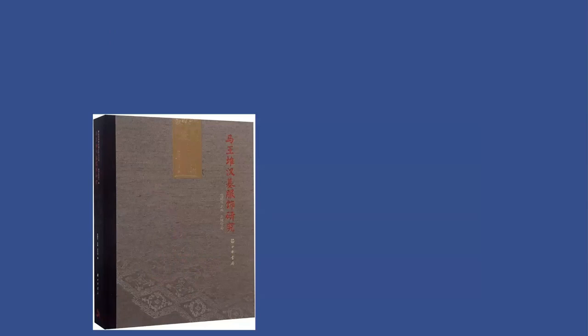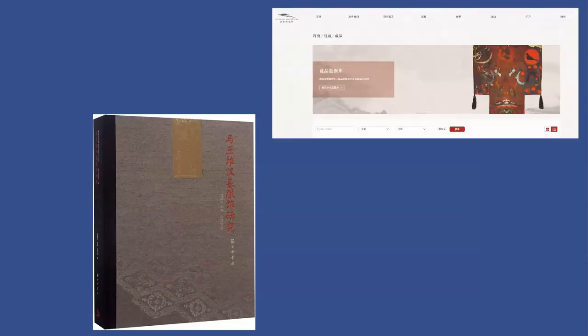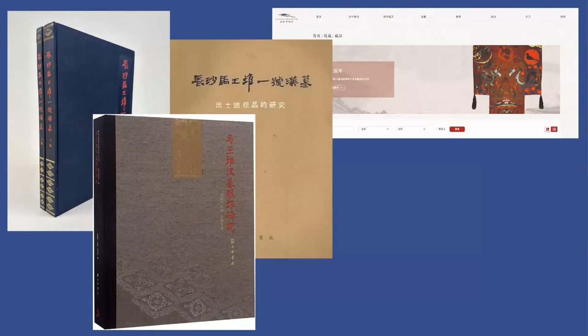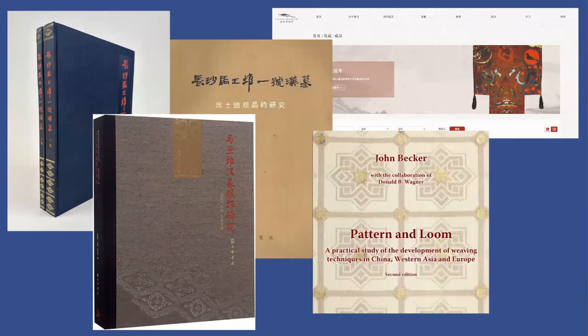So I tend to use a mixture of scholarly publications, digitized museum collections, excavation reports, and modern scholarly publications, sometimes also exhibition catalogs for research. In other words, I put all these sources through the CRAAP test. CRAAP test stands for currency.